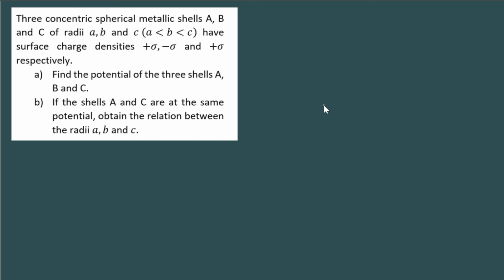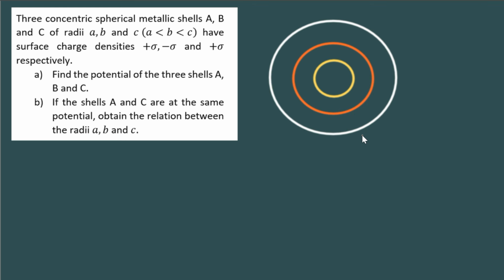Okay. So let's start by drawing the shells. We have these shells A, B, and then C. The radius of the innermost shell is a, the middle one is b, the outermost one is c. The surface charge densities are: the innermost shell has plus sigma, the middle one has minus sigma, and the outer shell has again plus sigma.